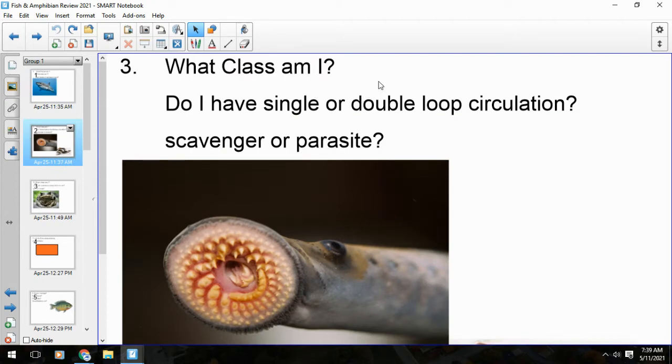Number three, what class am I? So this would be the jawless fish. There's no jaw here on our sea lamprey. So class Agnatha. Do we have a single or double loop circulation? So all fish are going to have a single loop circulation, like amphibians. And would this guy be a scavenger or a parasite? So all those teeth and that sucker kind of mouth is going to be a parasite. So Agnatha, single loop, and parasite.